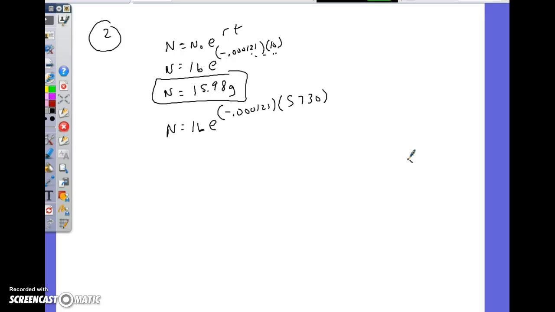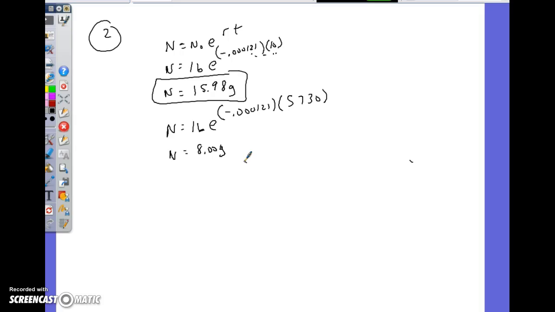Here we go. So I'm going to multiply this together. I get negative 0.000121 times 5,730. And I go E to the, and I multiply by 16, and I get N equals 8.00 grams.